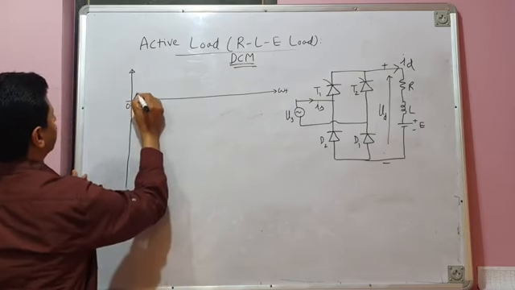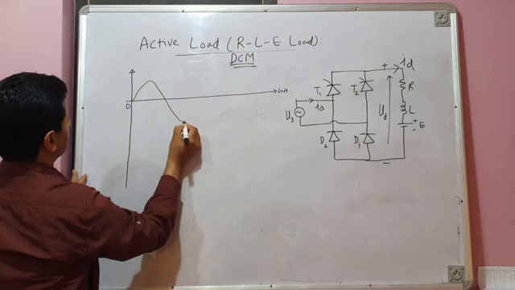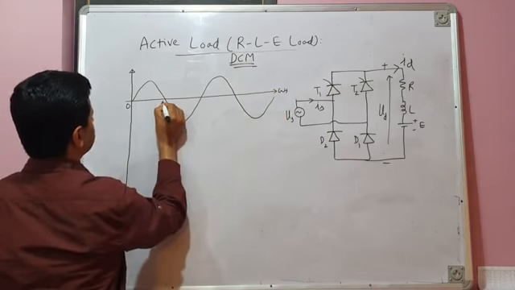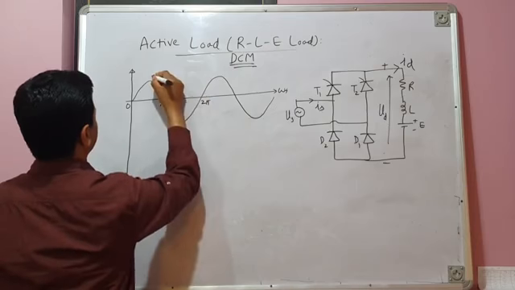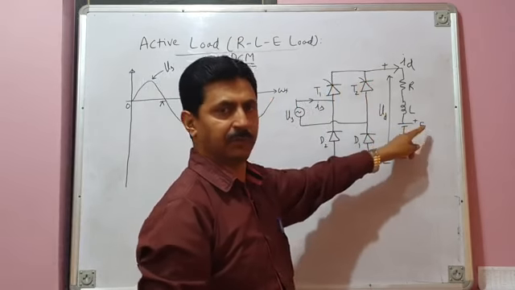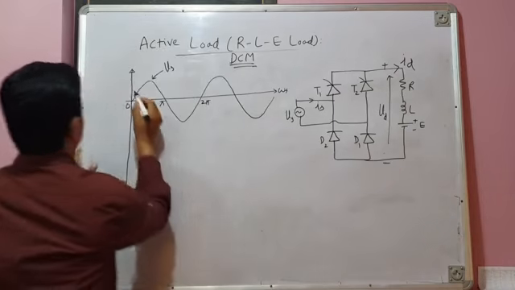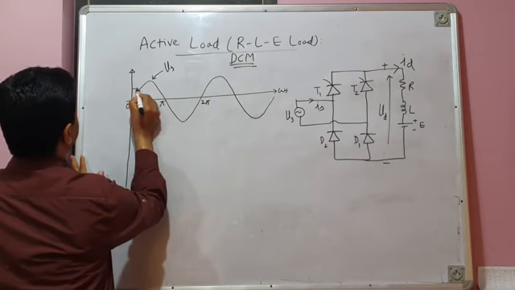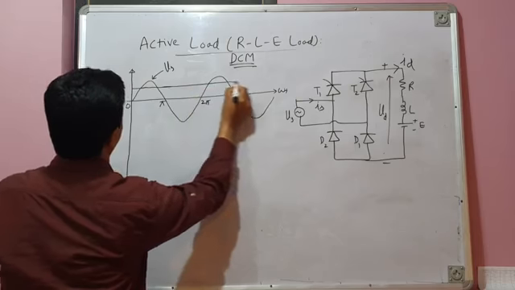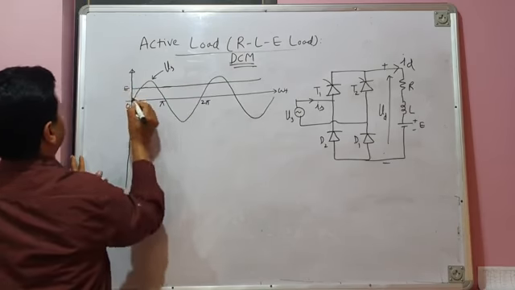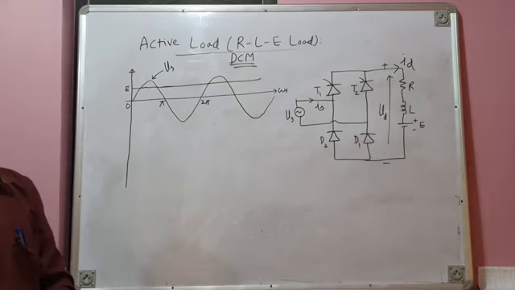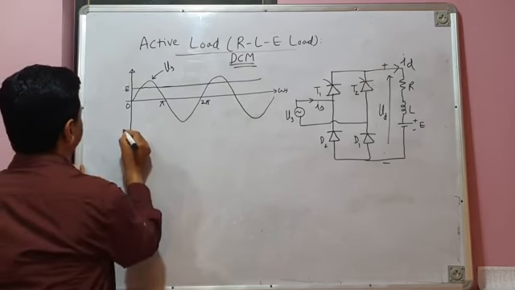Now, first waveform is for source voltage. So these are the zero crossings, 0, pi, 2 pi, and so on. And this is your source voltage Vs. Now, since the load is having its own voltage, EMF or voltage E, let us assume this is E. I am writing here E. So this straight line is E. Now, let me show you the firing pulse pattern.